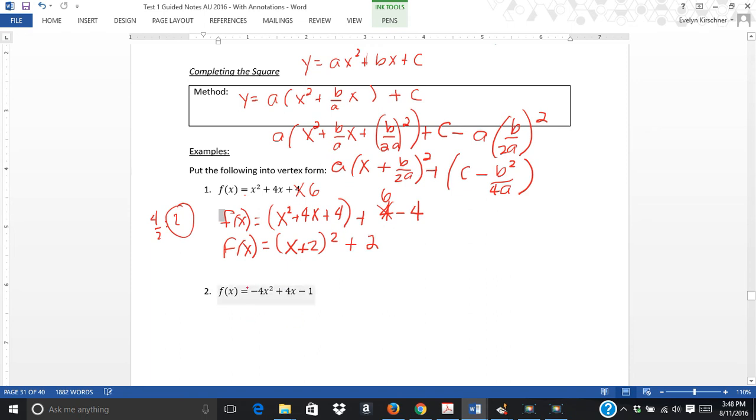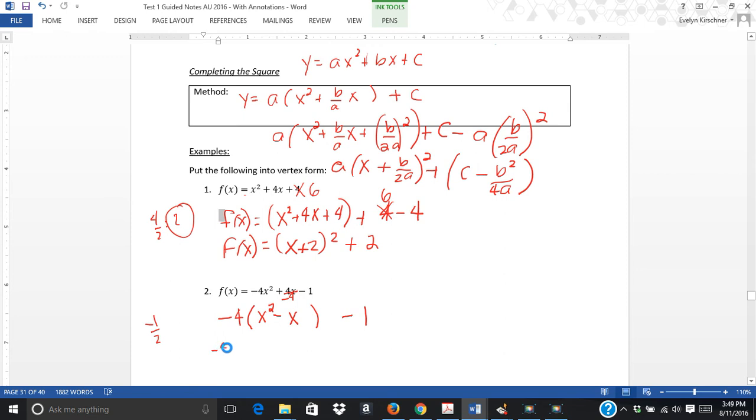Now here this is a little bit different. I want to pull out that negative 4 because I want a 1 here, because taking the half doesn't work unless there's a 1 in front. So I have x squared here. If I divide this by negative 4, it's minus x, 1x. And I have that minus 1 still out there. Now I'm going to take half of negative 1, which is negative a half.